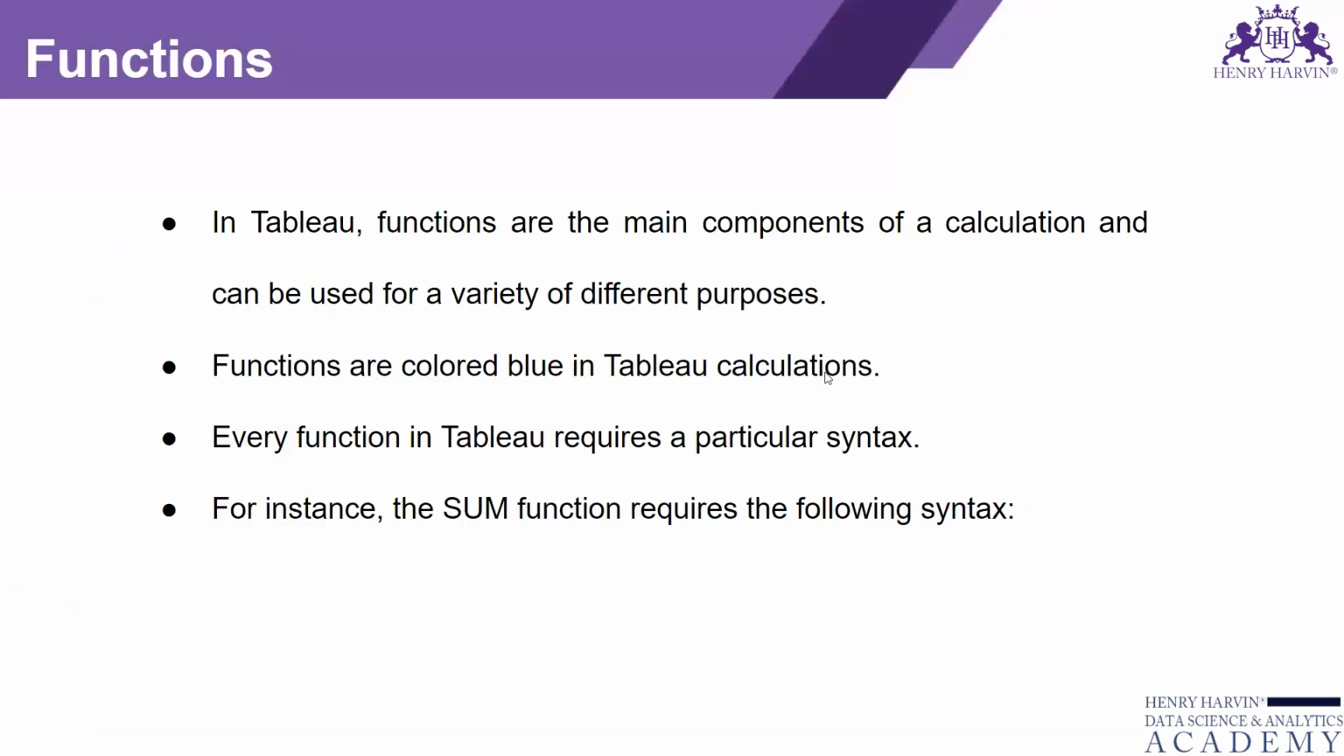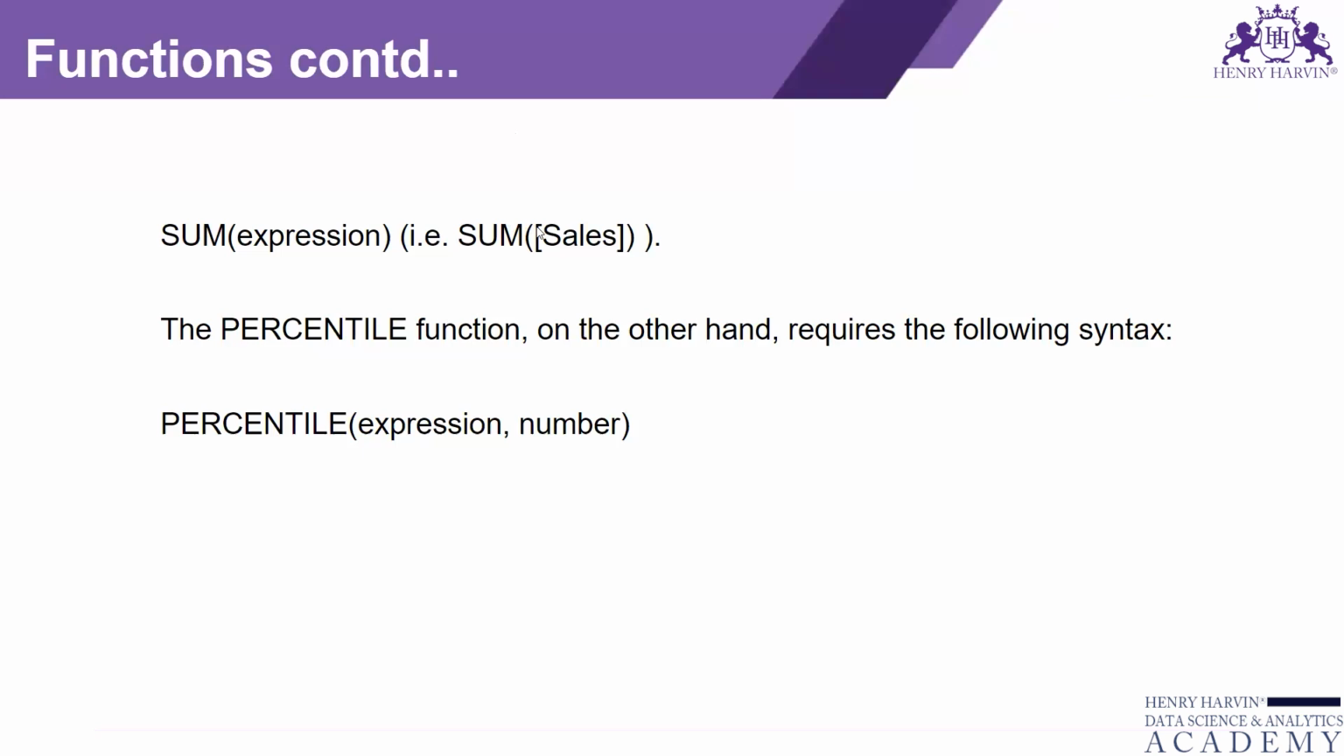So basically, first thing we need to understand is what are functions and how do functions work. Functions basically are the main component of a calculation and can be used for a variety of different purposes. Functions are colored blue in Tableau calculations. Every function in Tableau requires a particular syntax. For instance, the sum function requires the following syntax: sum of expression. How do you write exactly a function? Sum. After that, you need to give a pair of brackets, and inside the brackets, you write the field name, and the field name should also include a pair of square brackets, and inside the brackets, you give the specific name.